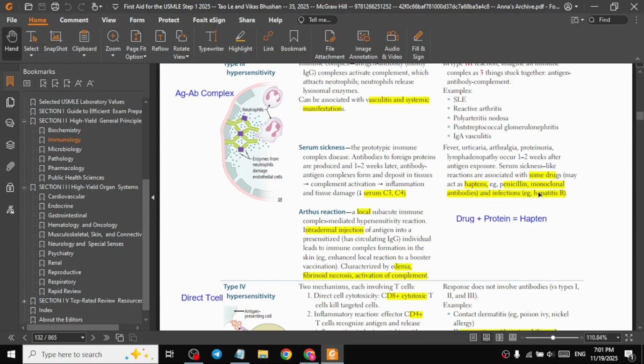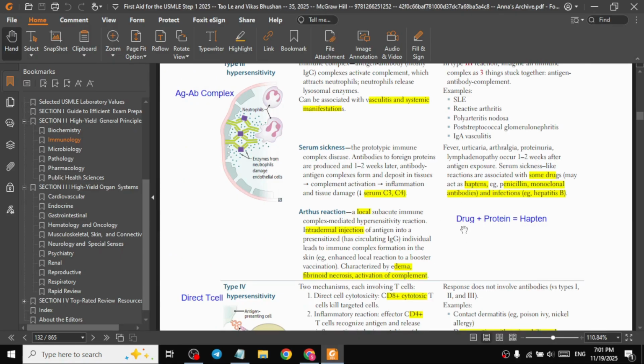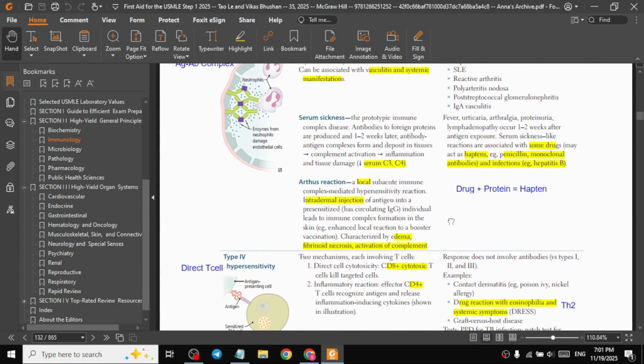Okay, and they've given you drugs like penicillin and some other drugs. Okay. Now, what is the treatment for this? Usually, it's just antihistamines and corticosteroids. Okay, suppress the immune system. Right. That's the usual reaction. Now, the Arthus reaction is just a local subacute activation. Okay. Usually, it happens because you're giving some intradermal injection, and there's a localized activation of complement. Okay. It's not systemic. Serum sickness is the systemic part, right? And it's dangerous, right? But this is not that systemic.